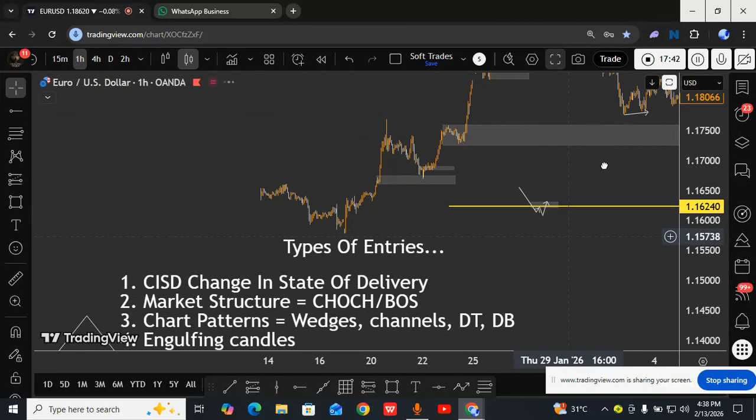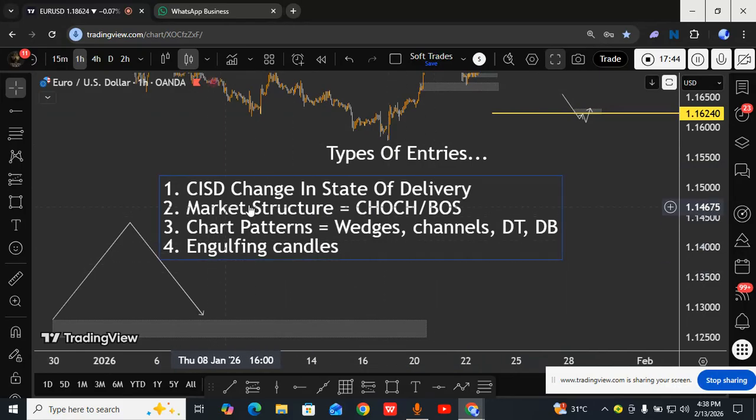Now I told you guys something, don't worry, I'll still explain this one. There's a difference between an engulfing candle and change in state of delivery. They're a little bit similar, but the only difference is that with change in state of delivery, you have to consider liquidity being taken out, but engulfing candles are not like that. When we get there, we'll explain that better.